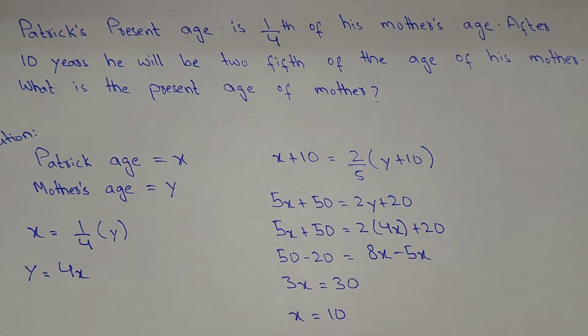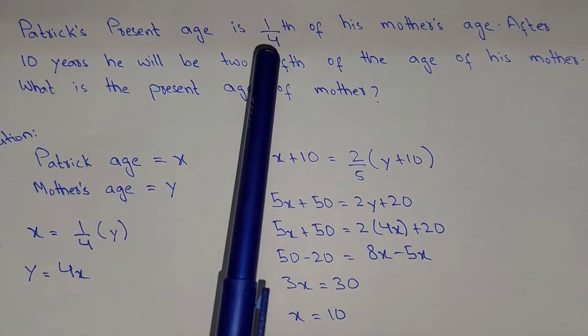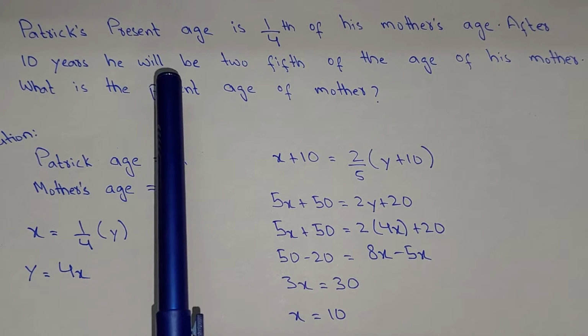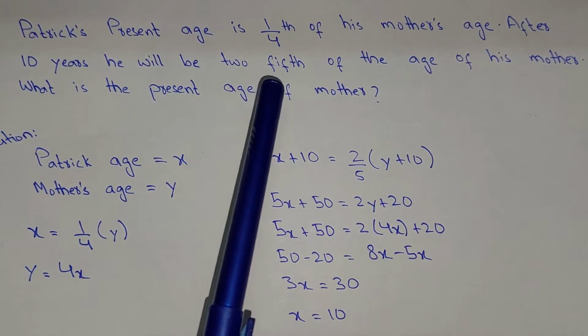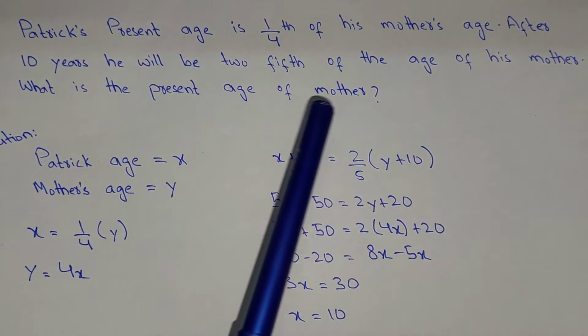In this video, we will solve this problem which is related to age. The problem says Patrick's present age is 1/4 of his mother's age. After 10 years, he will be 2/5 of the age of his mother. What is the present age of the mother?